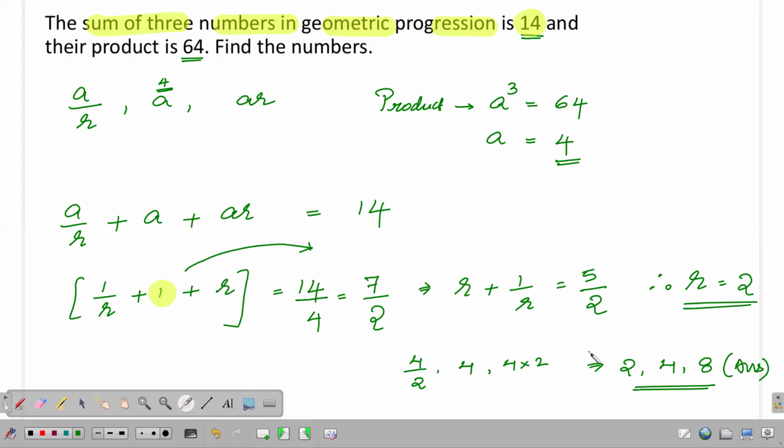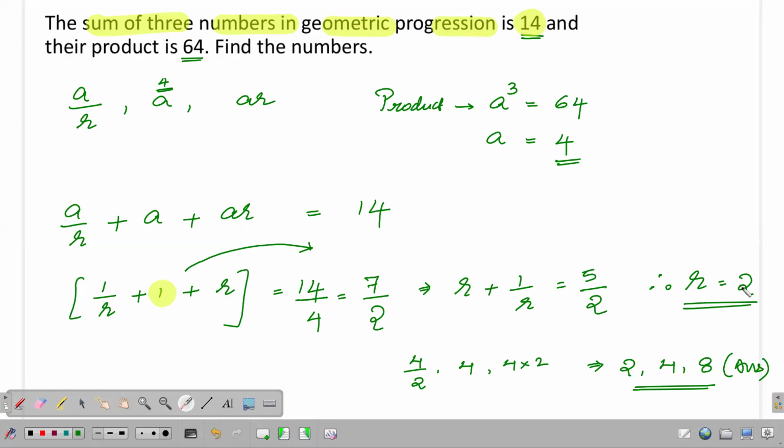You can validate the results. When you take the sum, 8 plus 4 is 12, 12 plus 2 is 14. The sum of the 3 numbers in geometric progression is 14. The product is 64. See, 2 into 4 is 8, 8 8s are 64. That is also satisfied. The 3 numbers involved are 2, 4, 8.